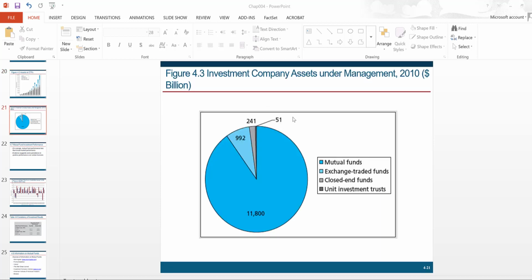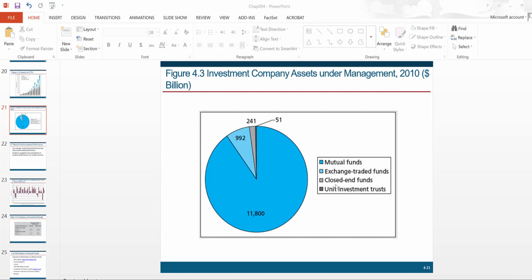So this pie chart here shows the total amount of assets that are held by different types of investment companies that we have discussed. You have mutual funds making the bulk of all the investments. Exchange traded funds are the next biggest one here, and as I mentioned before, they are increasing their share here, and the other two, closed-end funds and unit investment trusts, are on a decline.